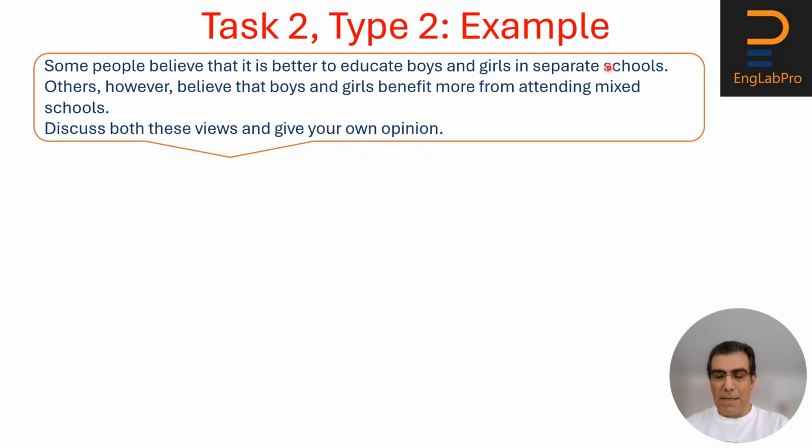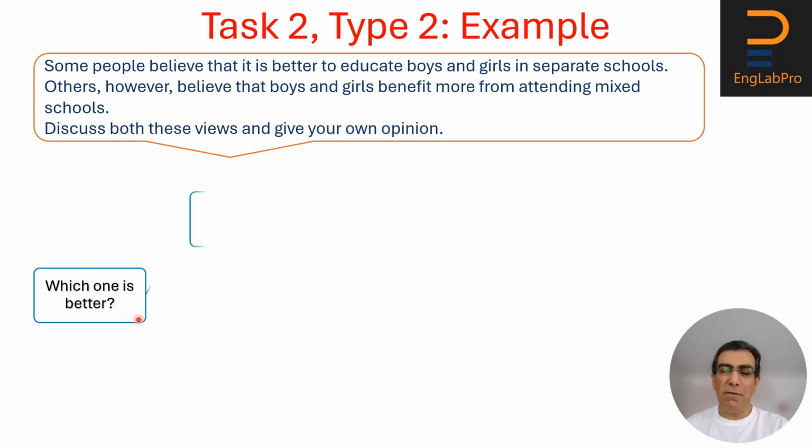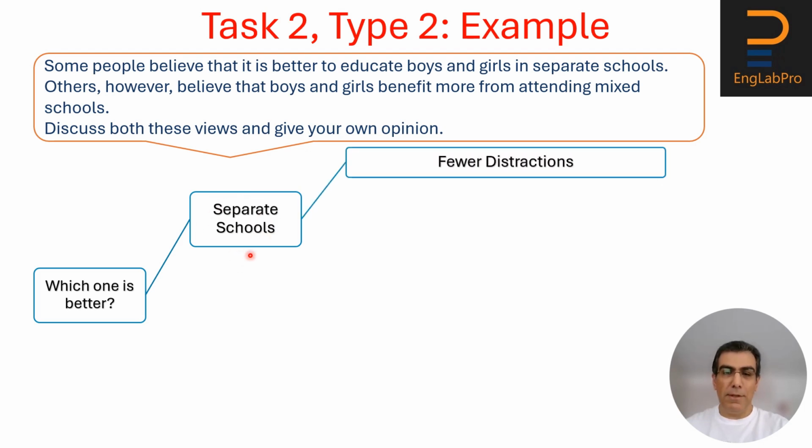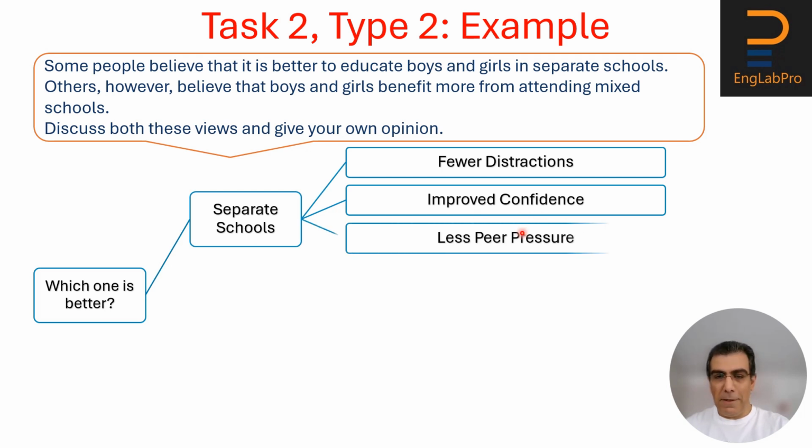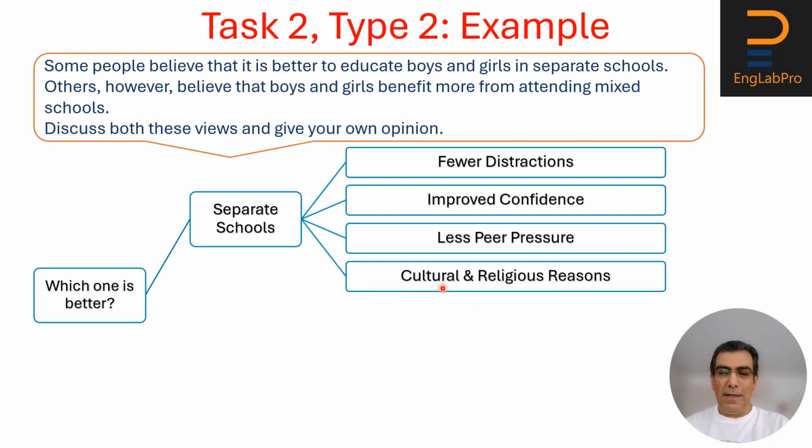So, separate schools for boys and girls or coeducational courses. I mean, boys and girls studying in the same school. Well, which one is better? If we want to go for separate schools, we can have these reasons: fewer distractions, improved confidence, less peer pressure, means pressure from classmates, and cultural and religious reasons. We know that in some religions, girls and boys having relationship with each other is not allowed.